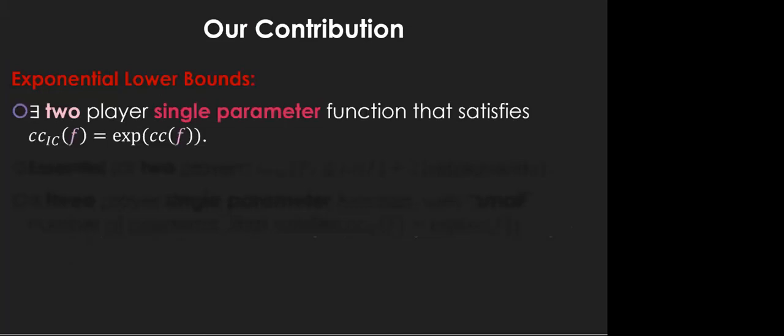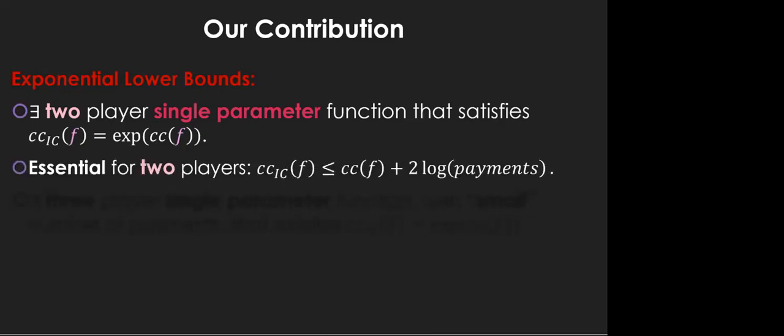One feature of the function that we provide is that the function's payment schemes have huge images, and this is a feature of our construction and also of the construction in the other paper that I've mentioned. And we show a characterization for 2-player settings that demonstrates that this feature of the proof is essential. The communication complexity of a function and its payments is at most the communication complexity of the function alone plus the log of the size of the images of the payment schemes for 2-player settings.